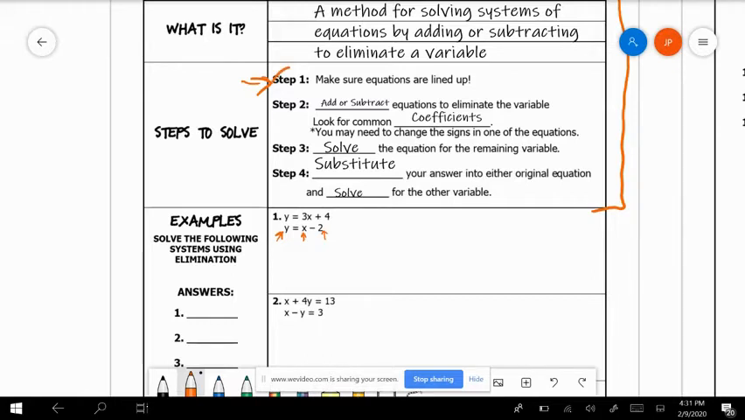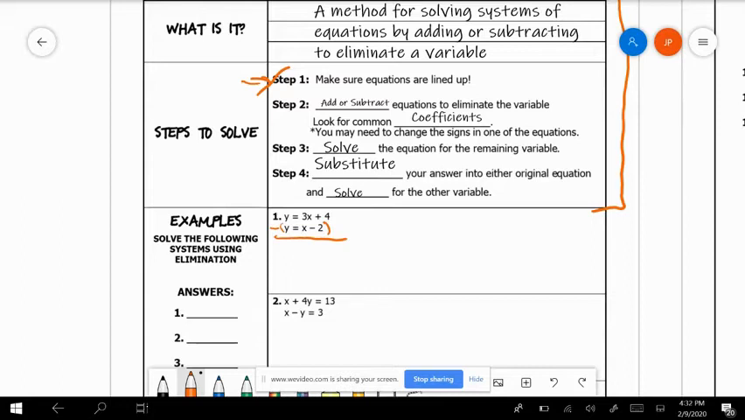The second one says add or subtract equations to eliminate the variable. Look for common coefficients. Remember when we were doing this by substitution, the whole point was to get an equation where I only had one variable because that makes it easier for me to solve. I'm doing the same thing here, but instead of substituting one thing into the other, I'm going to either subtract the equations from each other or add them so that one of the variables disappears. So for example, in number 1, if I take the second equation and I subtract that whole equation from the first one, my y's are going to disappear.